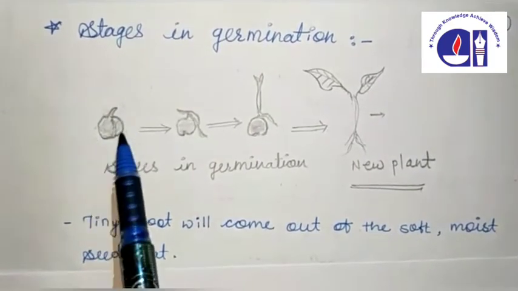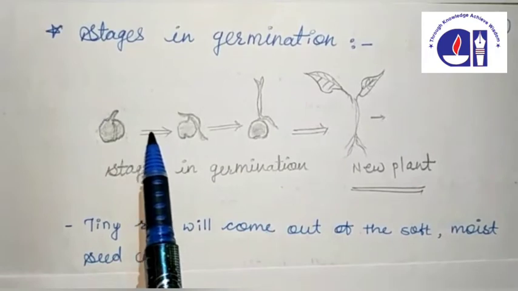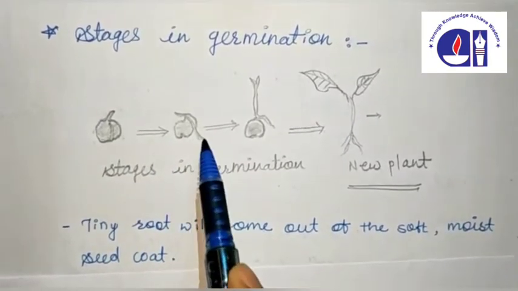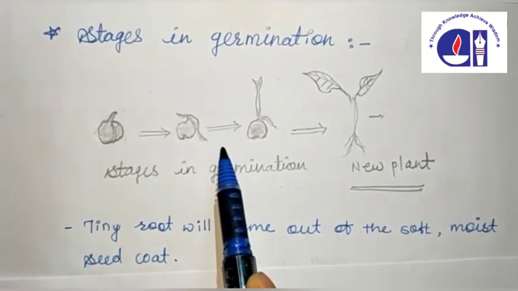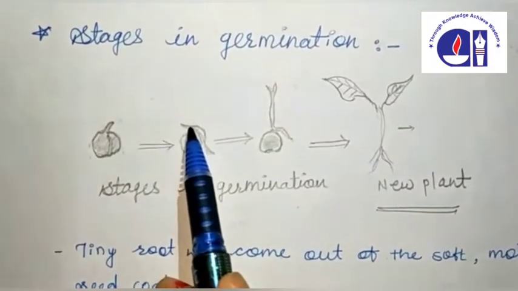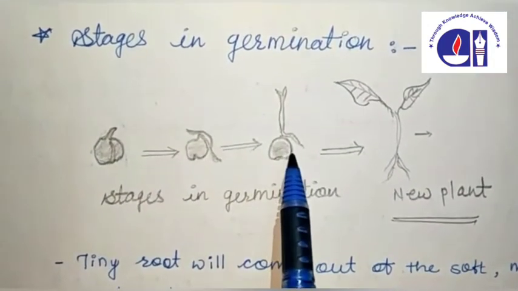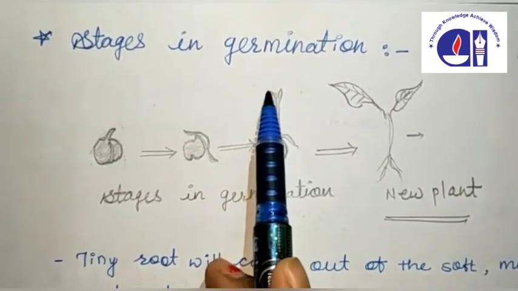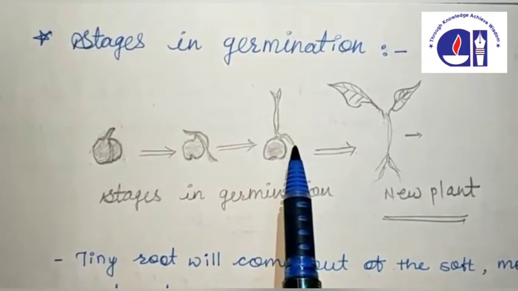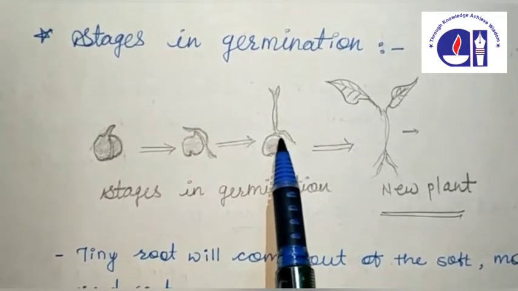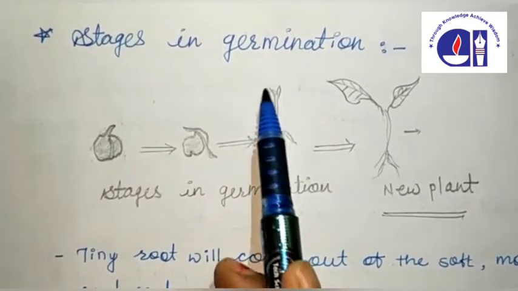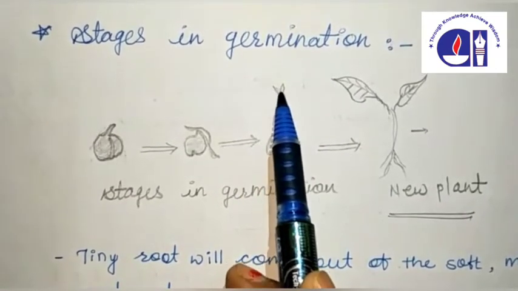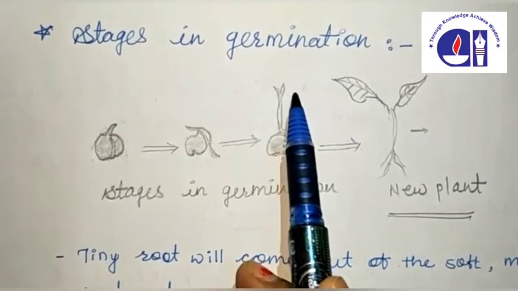When we sow a seed, it starts to grow. At first the root starts to grow, and then the shoot comes out. Then in the next stage, the root keeps growing downwards in the soil, towards gravity, and the shoot grows upward.